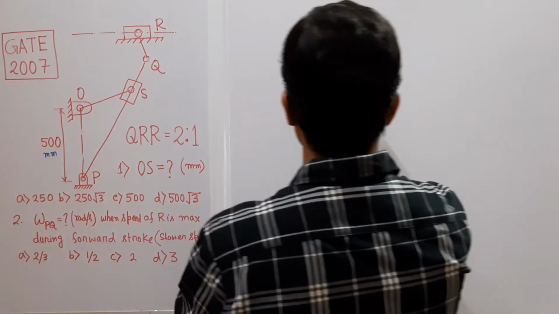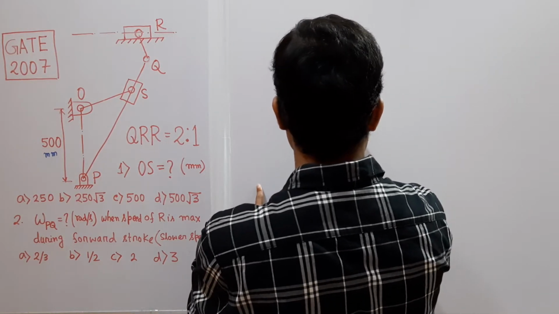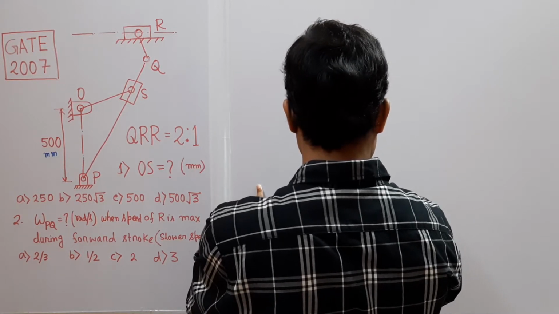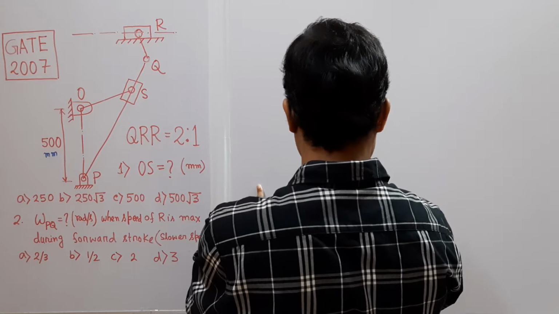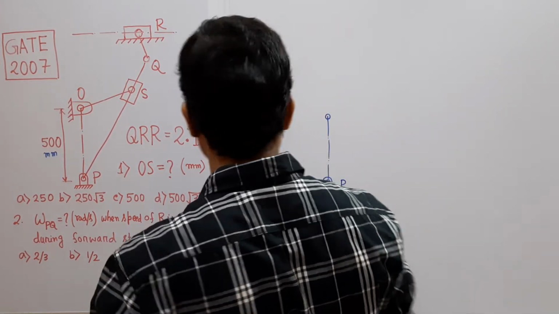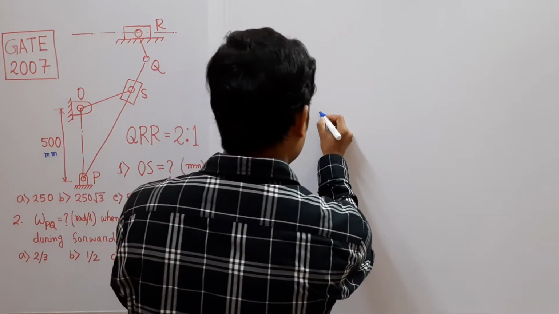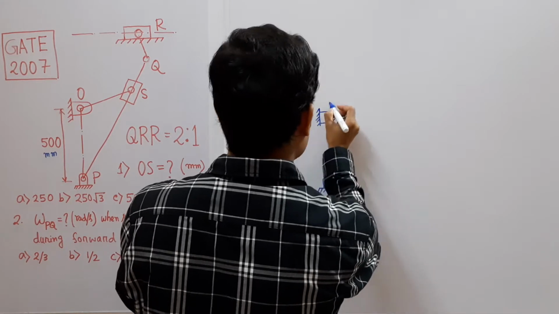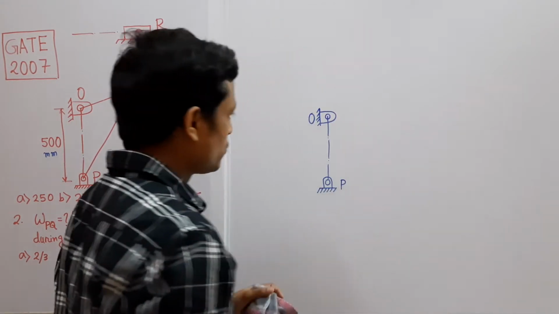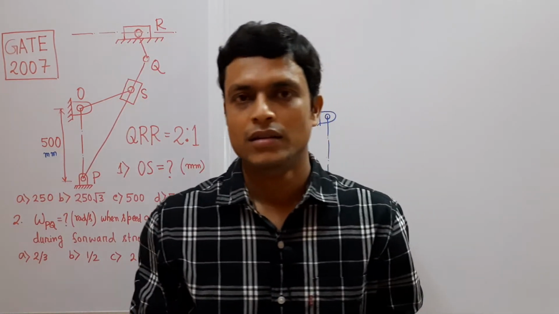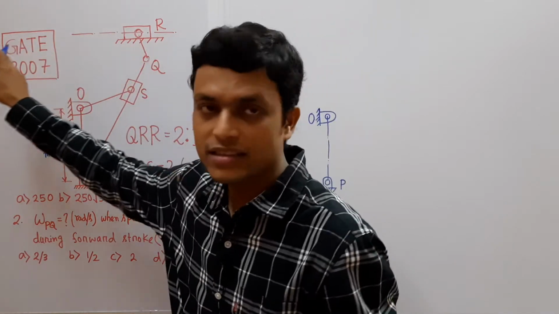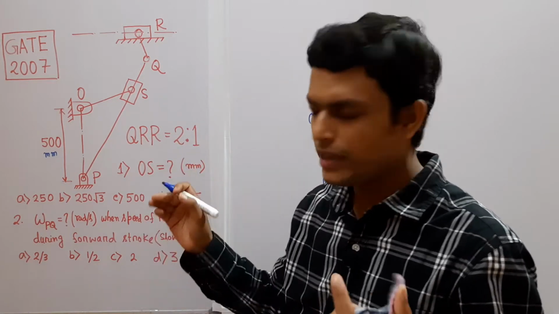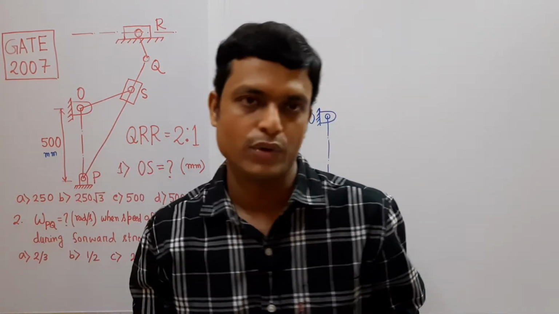So let me draw the mechanism here also. This is point P and this is point O. So let me first locate the extreme right position and extreme left position of point R to determine the quick return ratio, and from that relationship we will determine the length of OS.